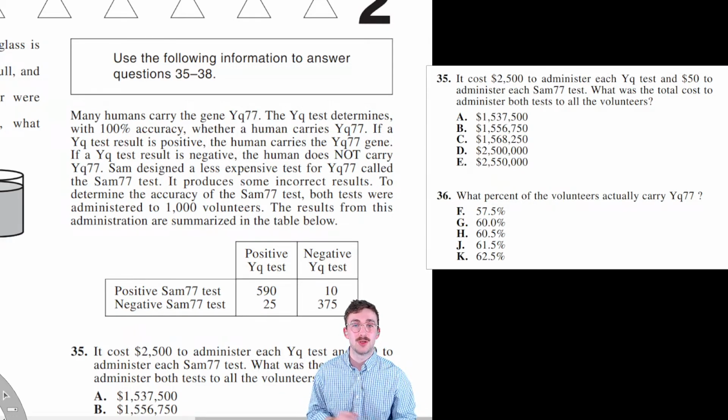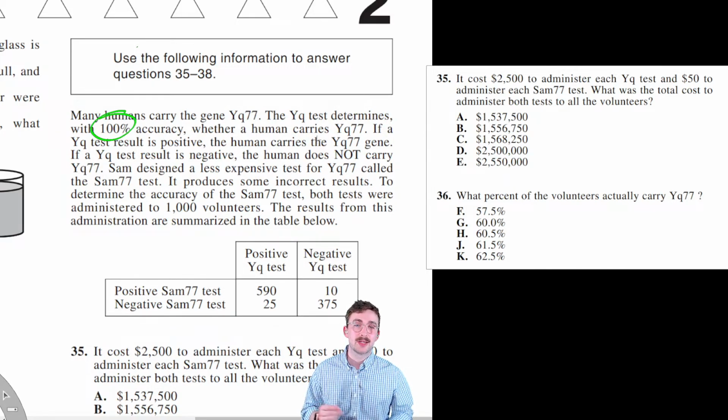Many humans carry the gene YQ77. The YQ test determines with 100% accuracy whether a human carries YQ77. All right, it is important to write on your test, so 100% accuracy. If a YQ test result is positive, the human carries the YQ77 gene. It's 100% accurate, so yes, awesome. If a YQ test result is negative, the human does not carry. Okay, cool. Sam designed a less expensive test for YQ77, you go Sam, called the SAM77 test. Creative. It produces some incorrect results. Try your best, you know.